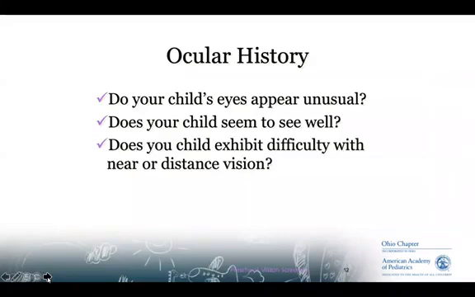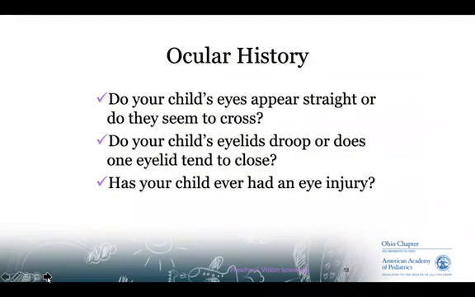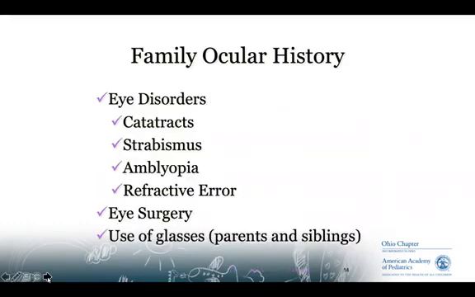So let's look at ocular history first. Questions to ask the parents are, do your child's eyes appear unusual? Do you have any concerns about your child seeming to see well? Does your child exhibit difficulty with either near or distance vision? Do your child's eyes appear straight, or do they ever seem to cross? Do your child's eyelids droop, or does one eyelid tend to close? And has your child ever had an eye injury?